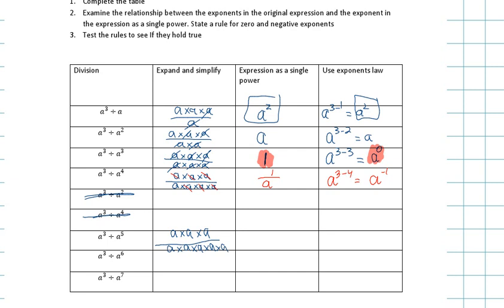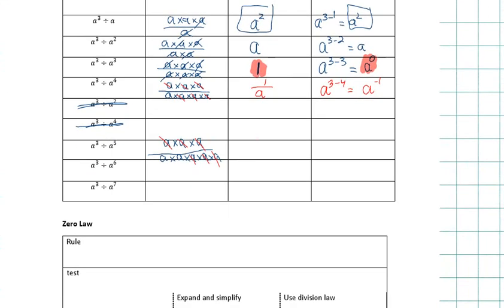Let's simplify. Gone, gone, gone. What do I have left? 1 over a squared. We are all okay with that? I want to hear a yes. 1 over a squared. Yeah? Because I don't have any more a's in the top, so that's 1. And then the bottom I have a times a, which is a squared.